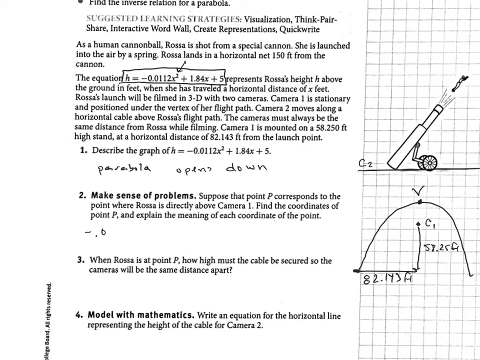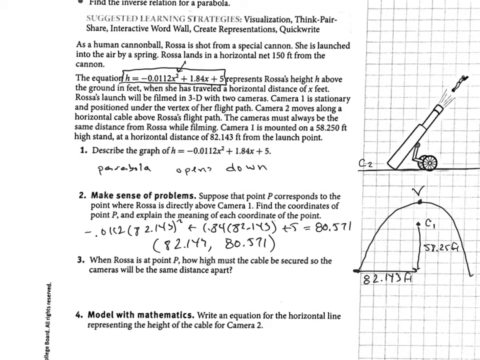So it would be negative 0.0112 times 82.143 squared plus 1.84 times, again, that same number, 82.143, and then, of course, plus 5. And this gives you 80.571. So the coordinates of the vertex are 82.143, and then, of course, the y value we just calculated, 80.571. So don't forget about the simplest thing. You can just simply plug numbers in to generate the y values.